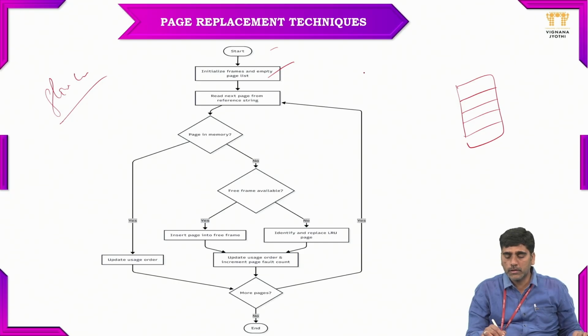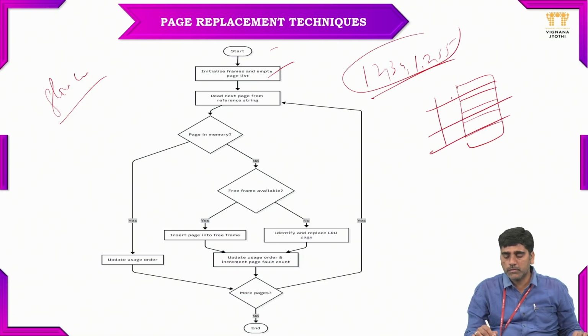Once a page string is ready, like 1 2 3 4 1 2 5, and the frames are ready with 3 frames or 4 frames, the pages are entered into the main memory. So, begin: is the page in memory? If the page is in memory, then we directly update the usage order. Once the memory is full, the page replacement starts to work.